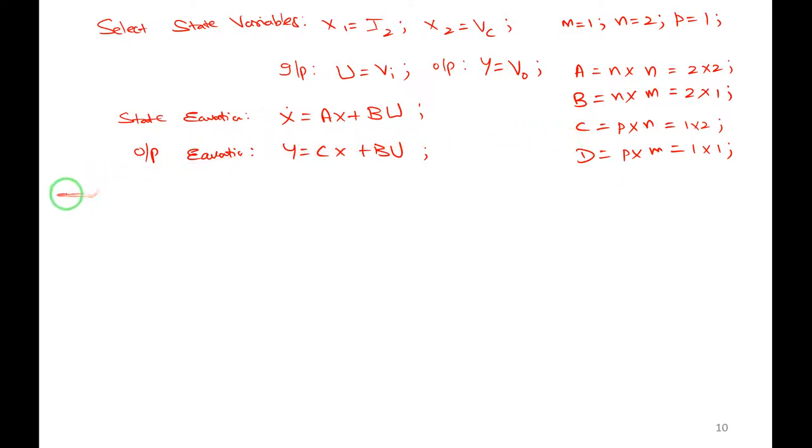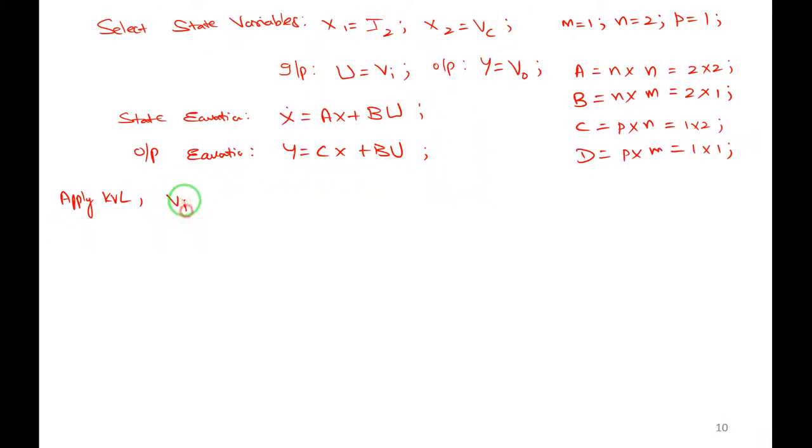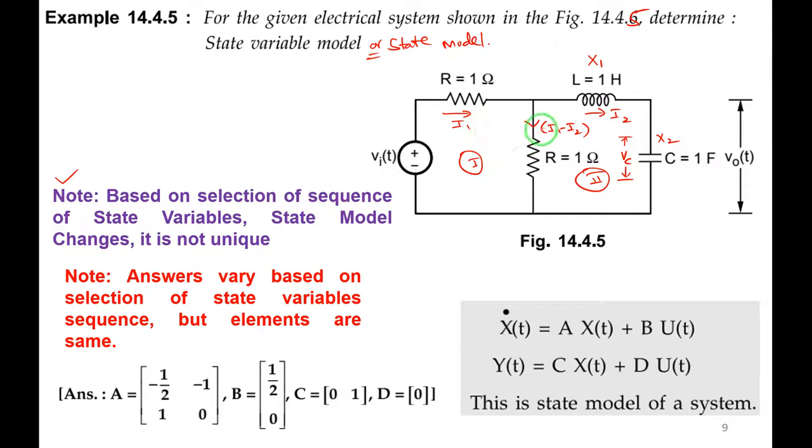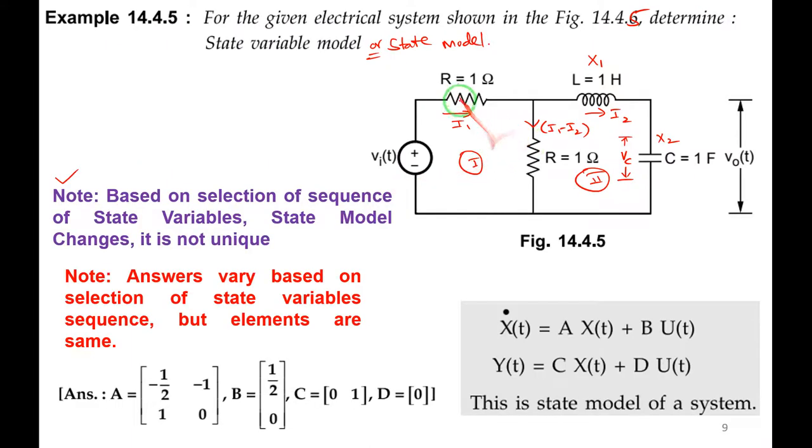So let me apply KVL for loop 1. This is loop 1 and this is loop 2. Vi is equal to I1 into R plus, observe here, (I1 minus I2) into R. The current flowing through this resistor is I1 minus I2, into R. Is it fine? I hope you understood, right?